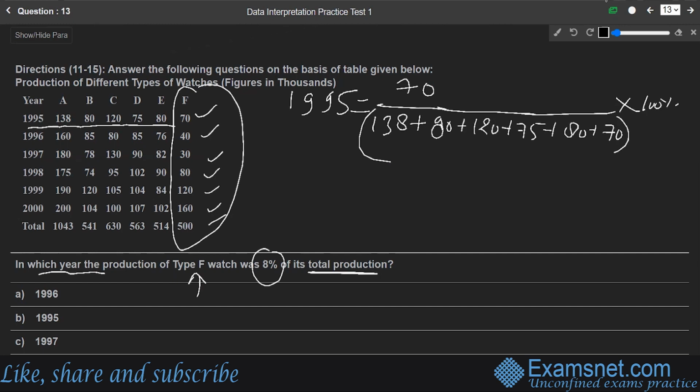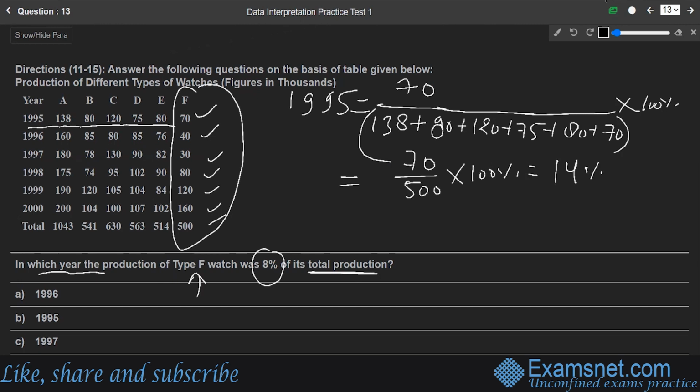And we have to check whether this becomes equal to 8% or not. If we do it for 1995, this total is coming out to be 500. So it becomes 70 by 500 into 100%, which is nothing but exactly 14%.